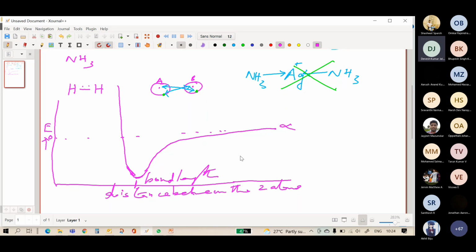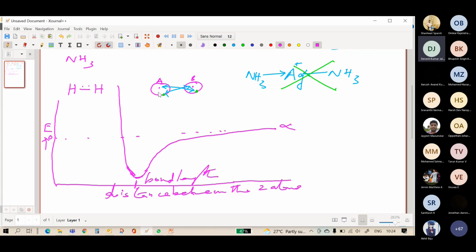Now, why am I telling this story? I'm telling you the reason for a covalent bond to form. Covalent bonds are formed because of the attractive forces between the adjacent nucleus and the electrons. The attractive forces stabilize the entire system, and as a result, covalent bonds are formed. But please remember that here, in the case of a hydrogen molecule, there is electron repulsion.